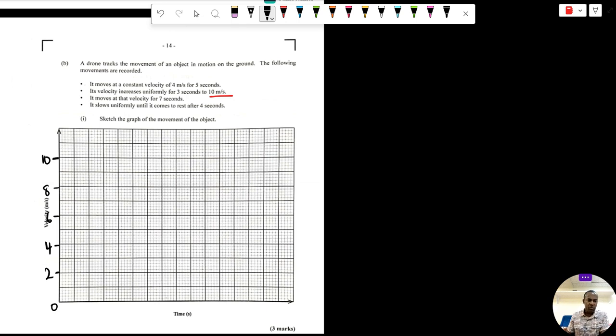All right. Now for the time axis, let's see the times that we're talking about here. So for 5 seconds, then another 3 seconds, that's a total of 8 seconds. Then 7, that's 15, and 4, 19 seconds in total, right? So let's see how we can do this to take up as much of the graph paper as possible. Obviously, using 1-to-1 is out of the question. But this will be 2, 4, 6, 8, 10, 12, 14. Now that won't reach 19.